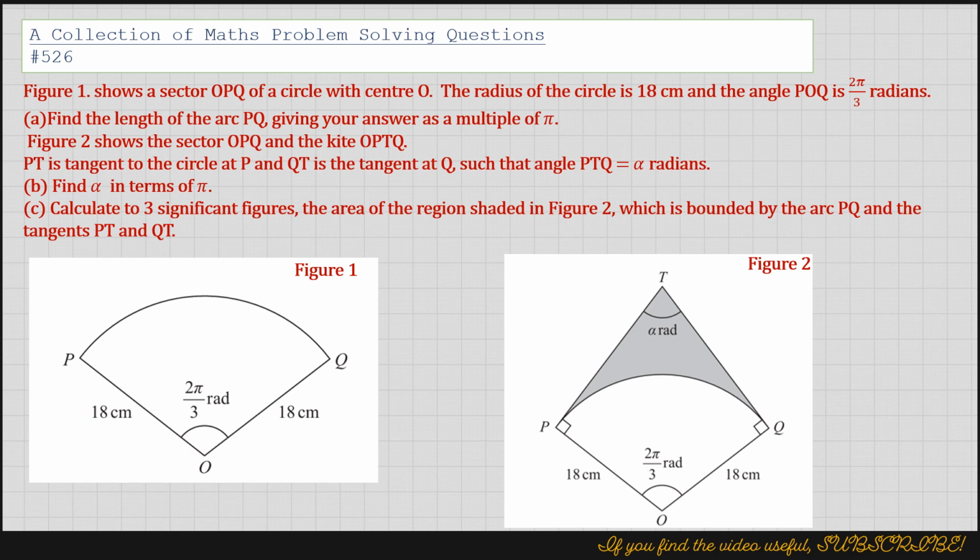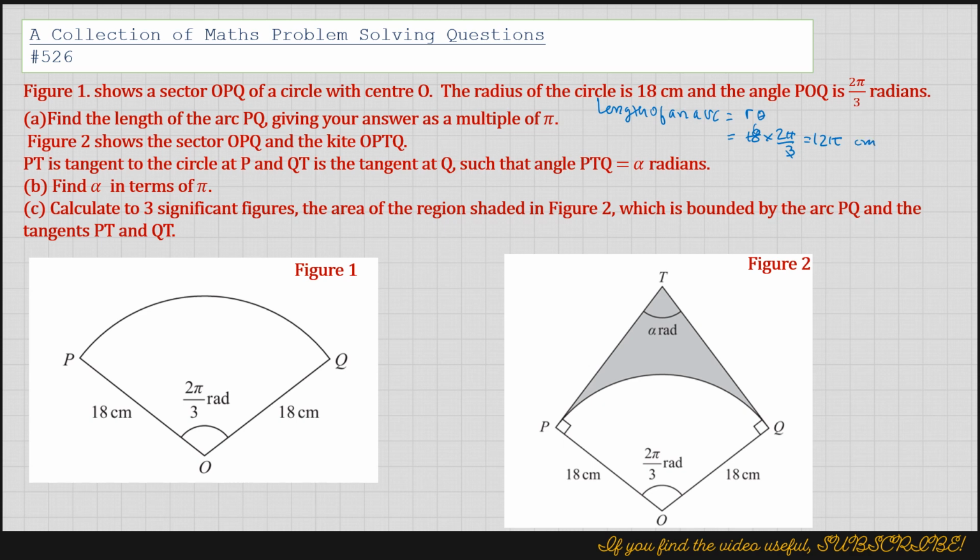We know that the length of an arc equals r times theta, where r is the radius and theta is the angle. So that would be 18 multiplied by 2 pi out of 3, times 6, that is 12 pi. So that's the length of the arc.